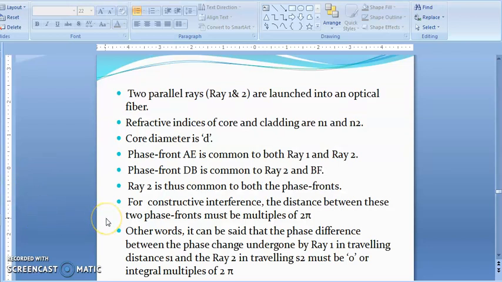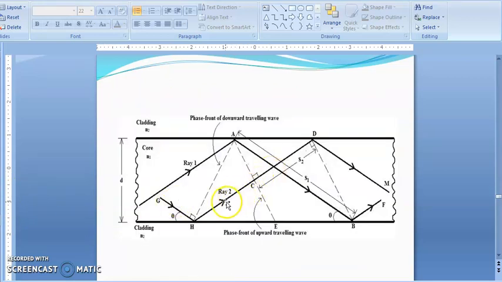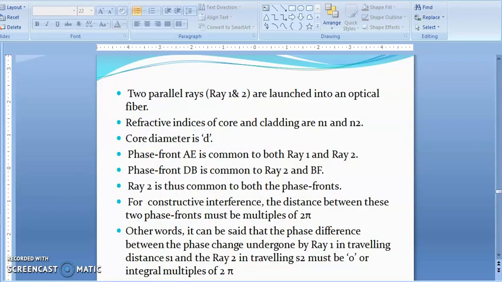So, ray 2 is common to both the phase fronts. See, this is your phase front. This ray 2 is passing through this phase front, and this is another phase front. Ray 2 is reaching here. So ray 2 is common to both the phase fronts, we say.